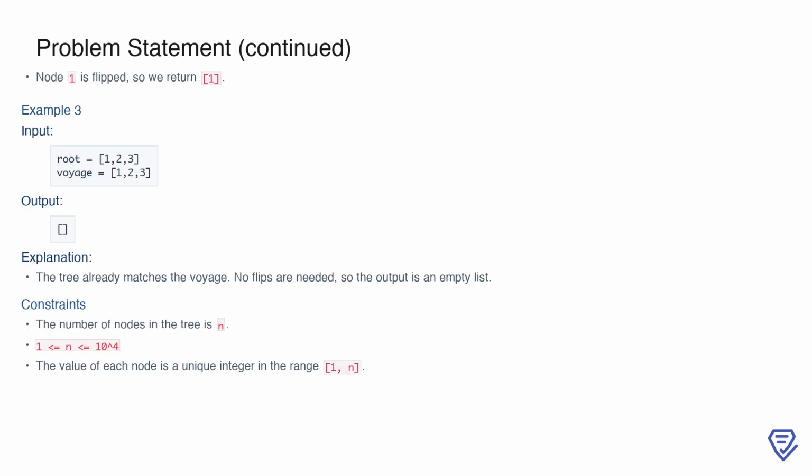In the third example, the tree again has three nodes, with the root value of 1 and children 2 and 3. The voyage is 1, 2, 3, which already matches the tree's preorder traversal. Since no flips are required, the output is an empty list, indicating that the tree already satisfies the given voyage.